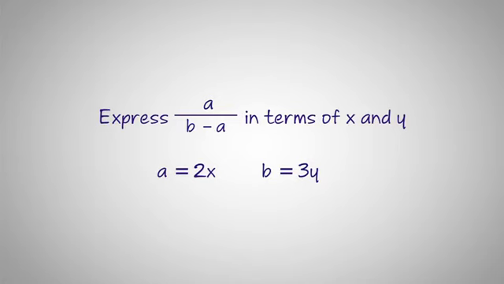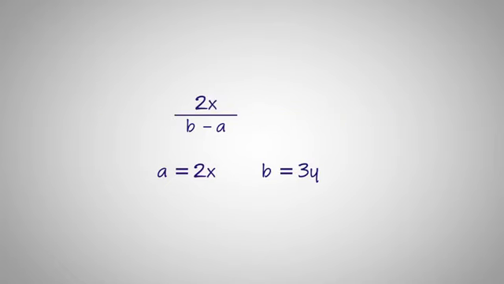So to start off with, we're going to substitute 2x for a. Every time you see a, we're going to replace it with a 2x. Our new expression reads 2x over b minus 2x. Our next step is to substitute 3y for b. So again, every single time you see the variable b, we're going to replace it with 3y. Our expression now reads 2x over 3y minus 2x.